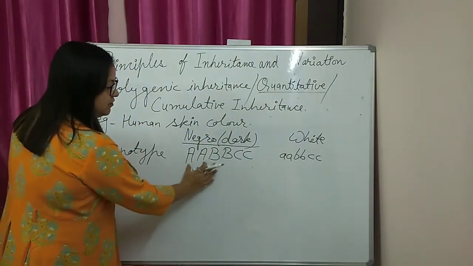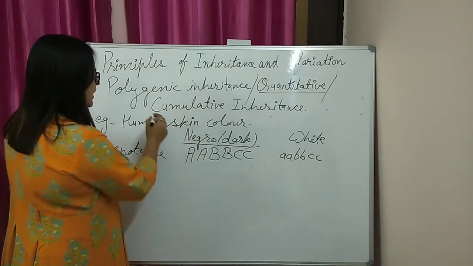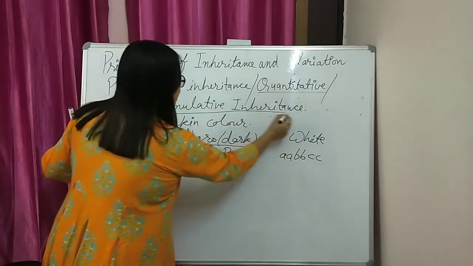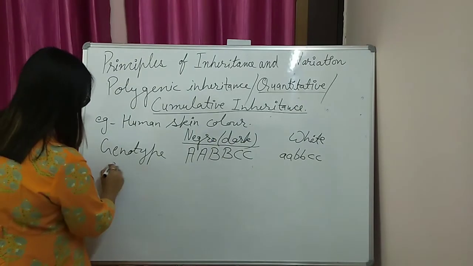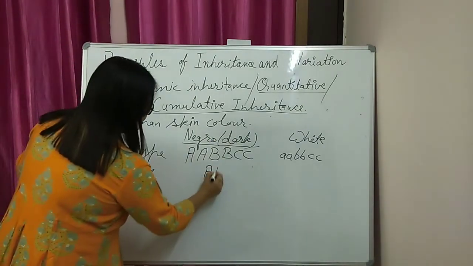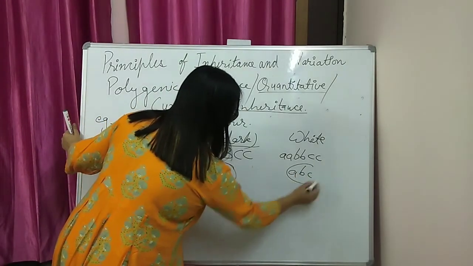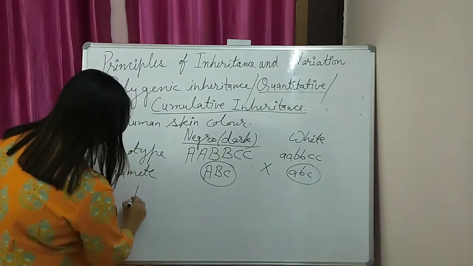Whatever the number of the dominant alleles, the expression will be more. That's why it is called cumulative inheritance. So now we will go for the gametes. Here, in this case, this will be the structure of the gamete, fertilization.